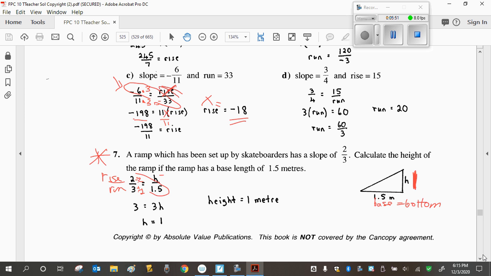So we're going to cross multiply this one. Doesn't matter how you do it, I'll mark them both right. So 2 times 1.5 is 3, and 3 times h is 3h, and then you divide both sides by 3. h equals 1. Go Flames.